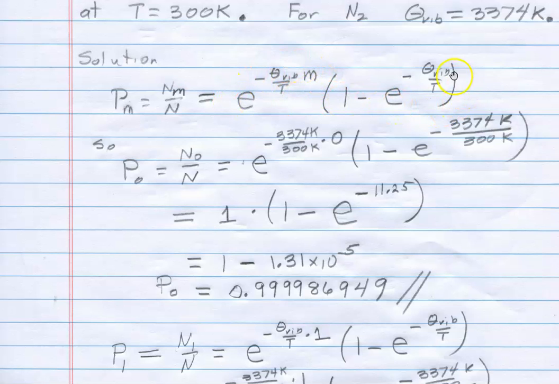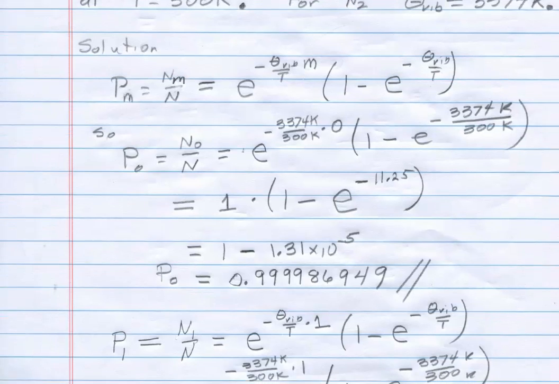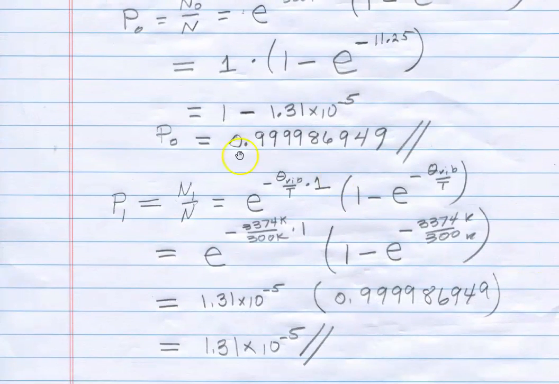And from the previous segment, we'd gotten this formula here. And we just need to calculate that for n equal to 0 and n equal to 1. So for the ground state, n is 0. Theta vibrational we're given, temperature we're given, so it's really just plug in and crank through the numerical values. And you see the probability of this vibrator being in the ground state is so close to 1 that we would say all the particles were in that state.